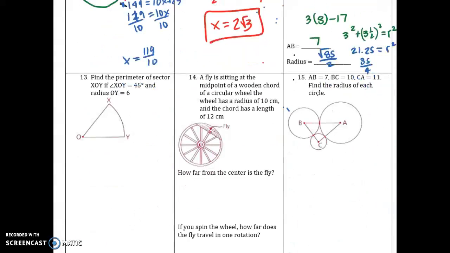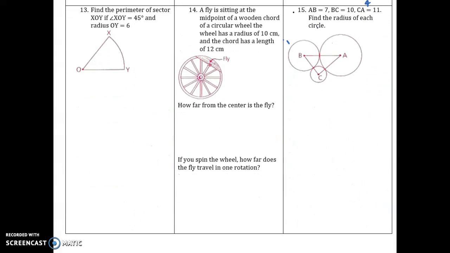Next one. So find the perimeter of the sector. So the perimeter of the sector is the curved part, and then this piece and this piece. So if XOY is 45 degrees, and the radius is 6. So we got a 6 there and a 6 there. We just have to find the length of the arc. So fraction of your circle, 45 over 360, multiplied by the diameter times pi.